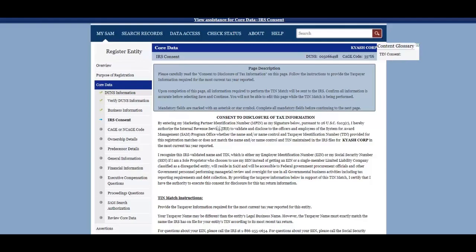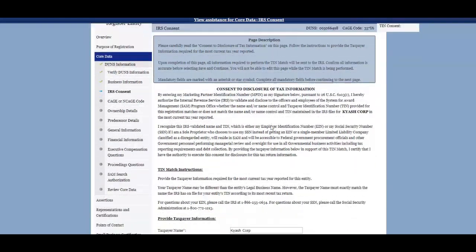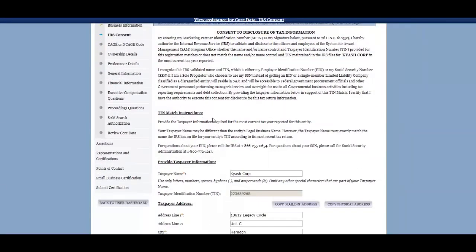By entering my marketing partner identification number, which is MPIN, I hereby authorize the IRS to validate and disclose to the officers and employees of the System for Award Management Program Office whether the name and/or name control and taxpayer identification number provided for this registration matches or does not match the name and/or control of the TIN maintained in the IRS files for Kayash Corp in the most current tax year reported.